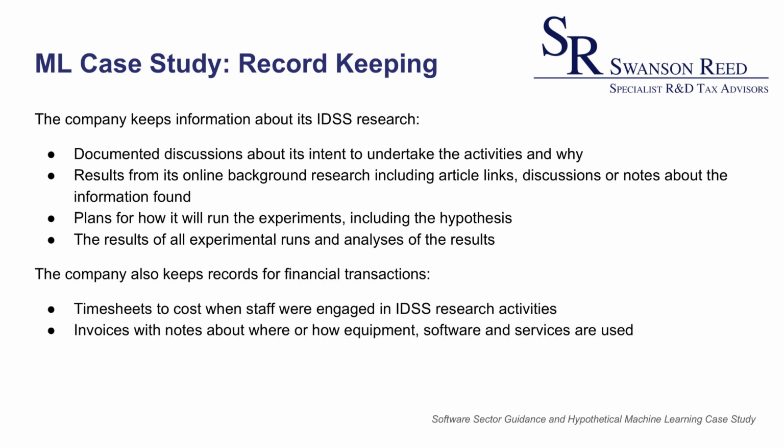The company keeps information about its IDSS research while undertaking its activities, including documented discussions about its intent to undertake the activities and why, results from its online background research, including article links, as well as the discussions or notes about the information found, plans for how it will run the experiments, including the hypothesis, the results of all experimental runs, and analysis of the results.